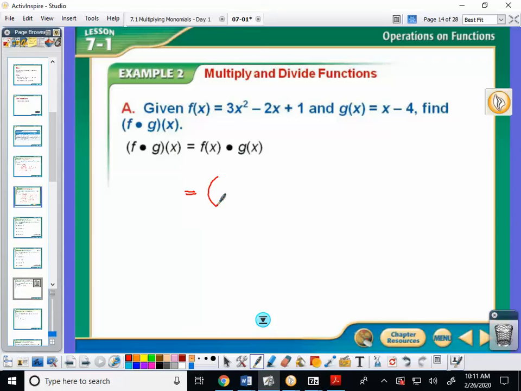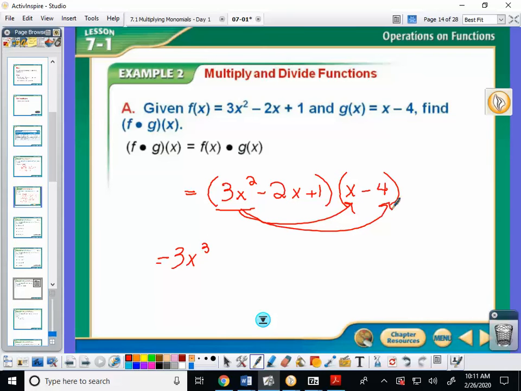I'm going to use parentheses here because I am going to have to multiply. 3x squared minus 2x plus 1. And I'm taking f of x times g of x, which is x minus 4. How do we multiply two polynomials? Multiply the big number and add the exponents. We're going to have to distribute. Yes, you're right. Let's take 3x squared times x. That'll be 3x to the third.